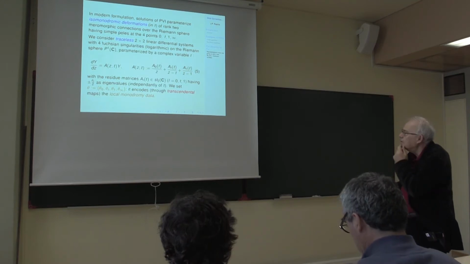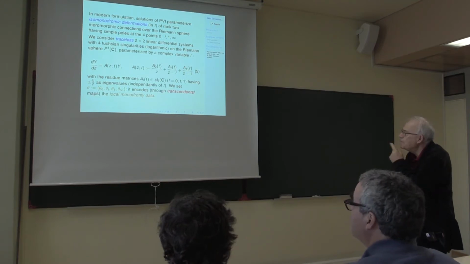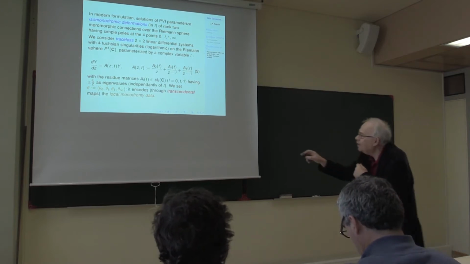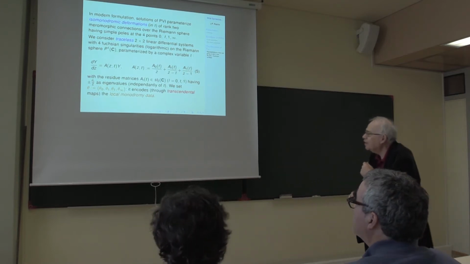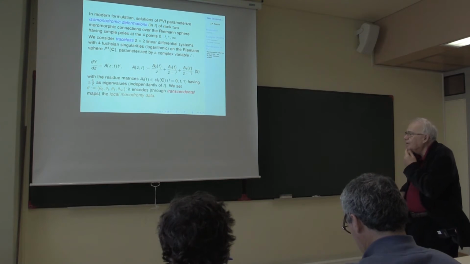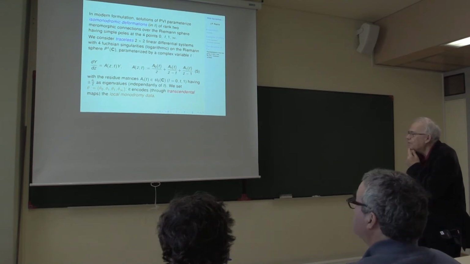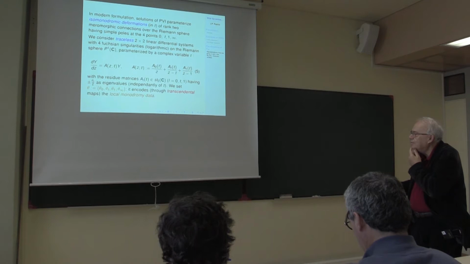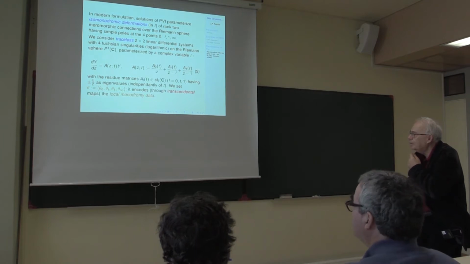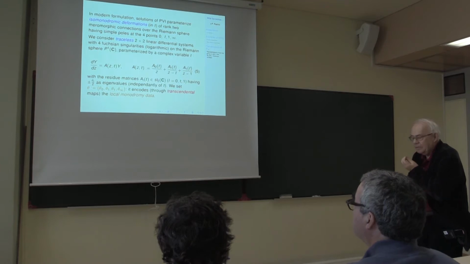Okay, so you have such systems. I denote theta 0, theta t, and so on, the double of eigenvalues. They do not depend on t. So this encodes the local monodromy data.